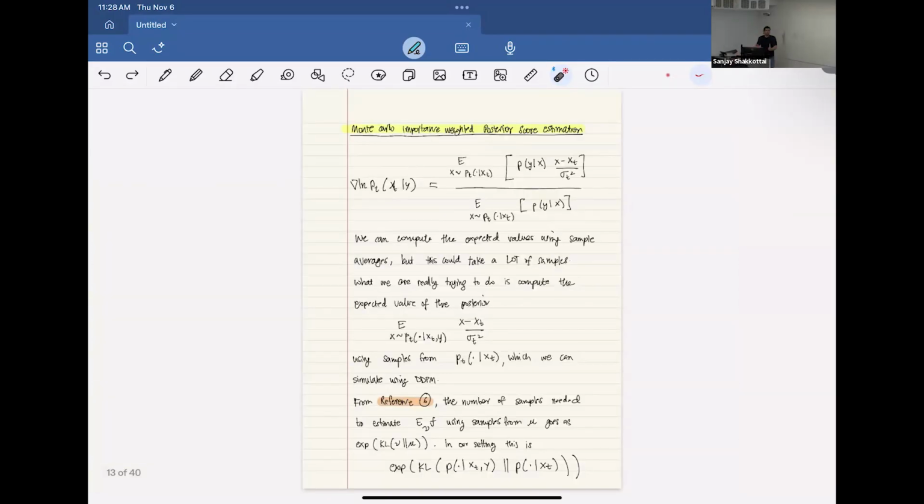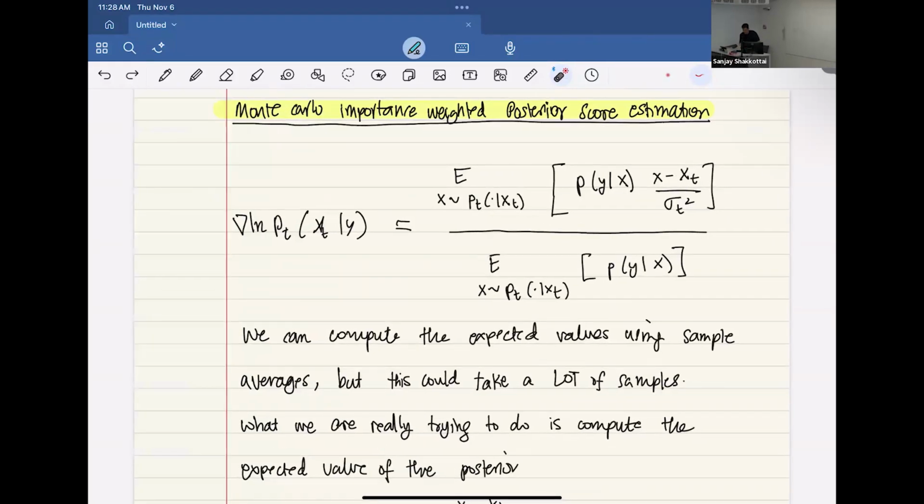OK, so this was one attempt. It didn't quite work. Another attempt is using this Monte Carlo importance weighting estimator of the posterior score directly. So this was the thing that we wanted. Once we have this, we can just run DDPM. So why not just try to compute it from samples?